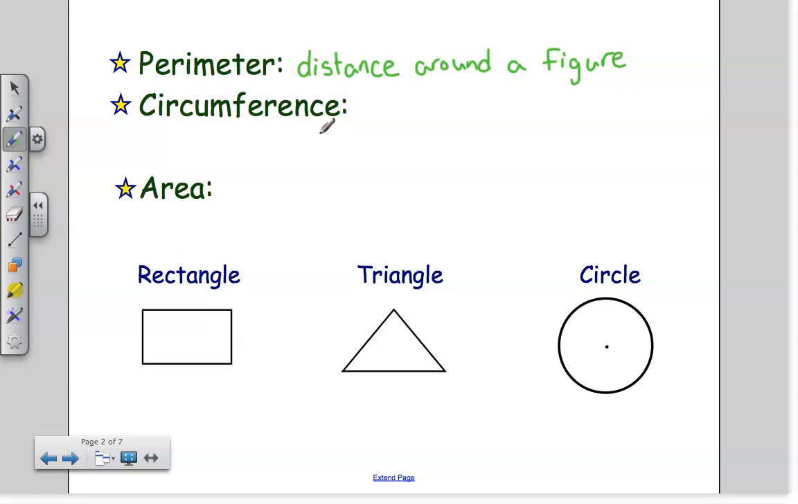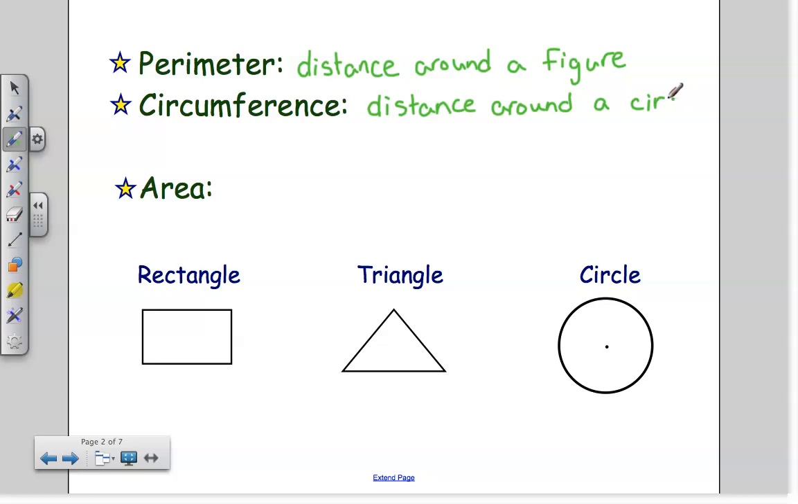Circumference is actually the name given to the perimeter of a specific shape, and it's the perimeter or distance around a circle is the circumference. So it is really still a perimeter. It's still a distance around. It's just a special name when it's a circle. So, distance around a circle.